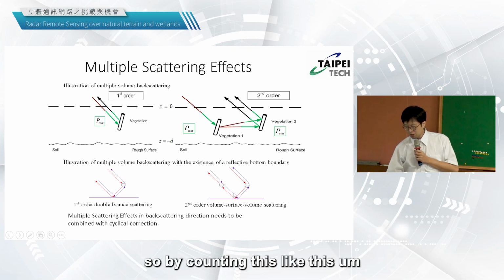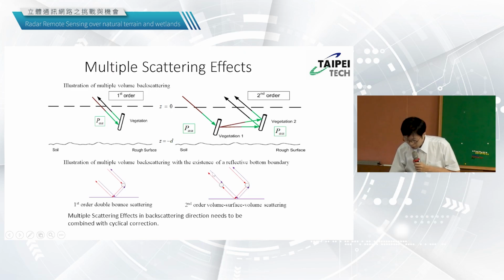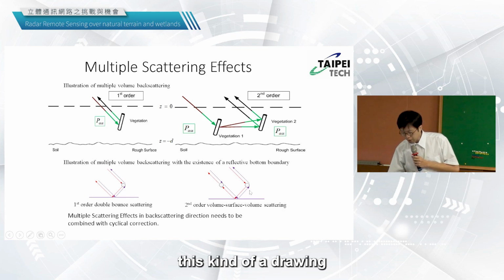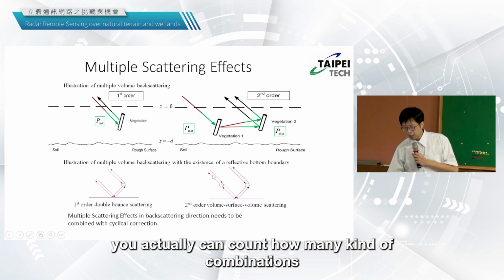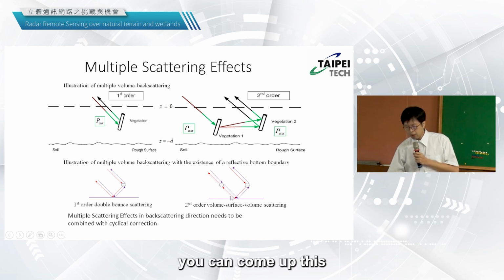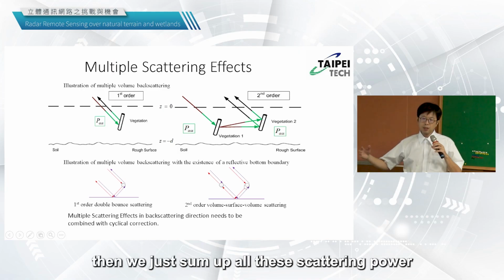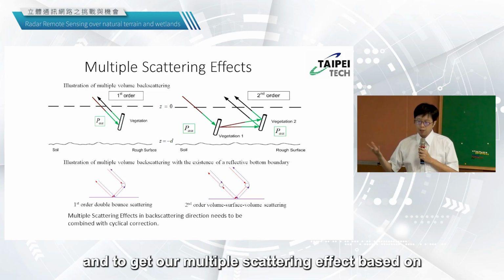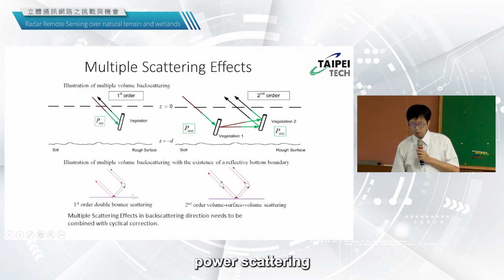So by counting this, with this kind of drawing, counting the paths, you actually can count how many kinds of combinations you can come up with for this second order scattering. Then we just sum up all these scattering powers to get our multiple scattering effect based on this power scattering.